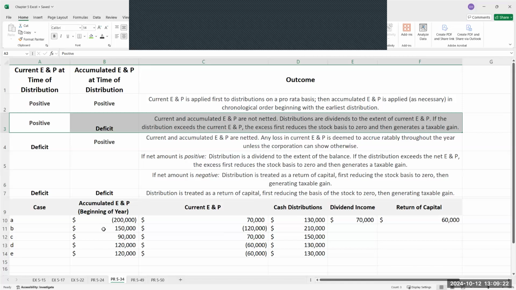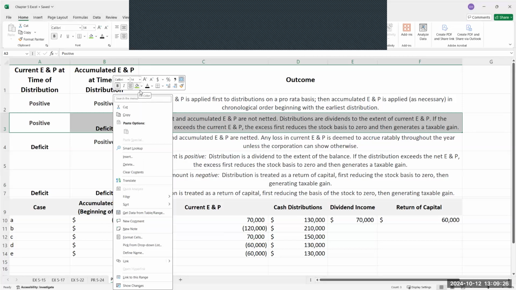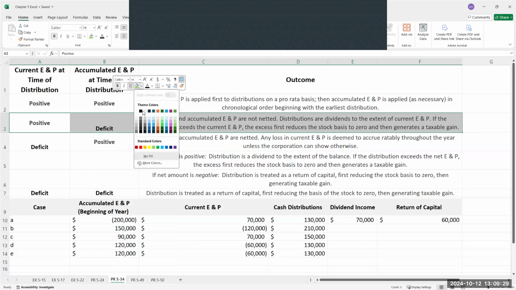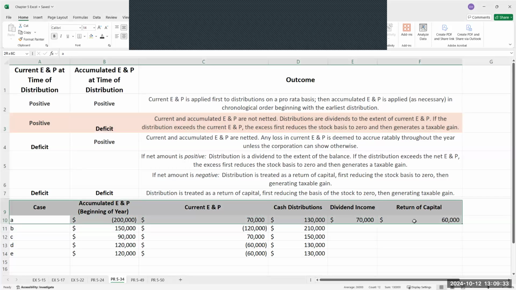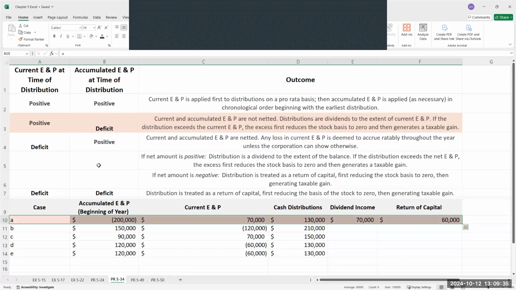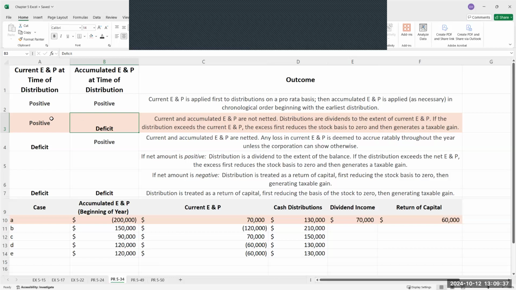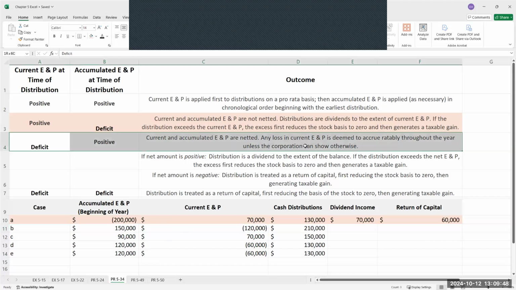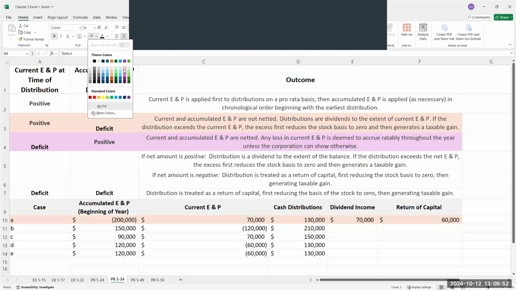For the second example, maybe I'll put it in colors because that might help us to differentiate between them. So we'll use a light orange. So this situation is based on light orange, deficit in accumulated E&P, and positive current E&P. For the next scenario, we have a positive accumulated E&P, but a deficit in the current E&P. So for this fact pattern, we will use purple.